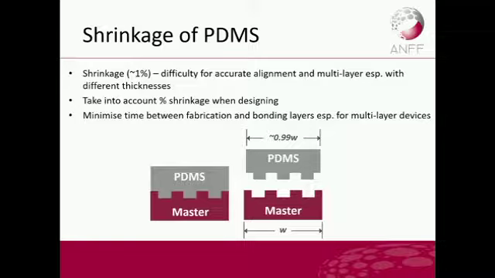PDMS actually shrinks after baking, so the rate of shrinkage is roughly about 1%. Maybe it's not a big deal in your device, but maybe it is, depending on your device dimensions. So the way to go around it is to take that percentage of shrinkage into account when you're designing your device. And when you're fabricating, especially for multi-layers, it's best that you do the device and bonding in the shortest time period to eliminate any discrepancy between the layers due to shrinkage.